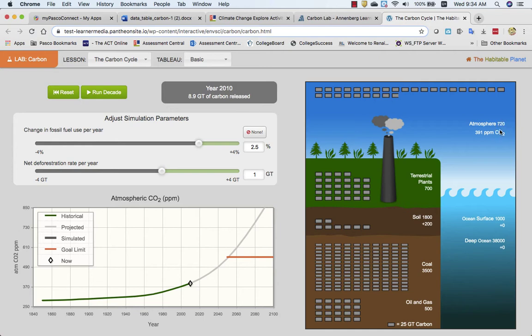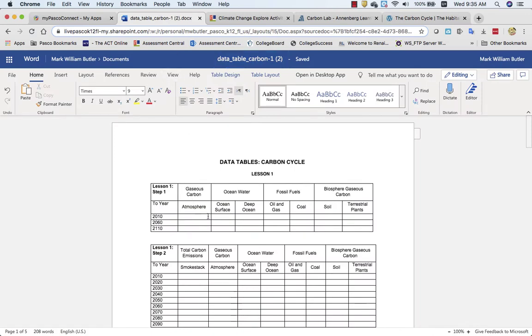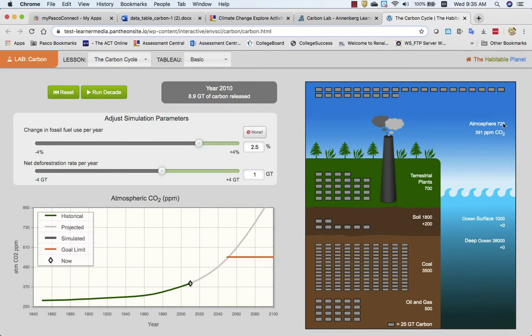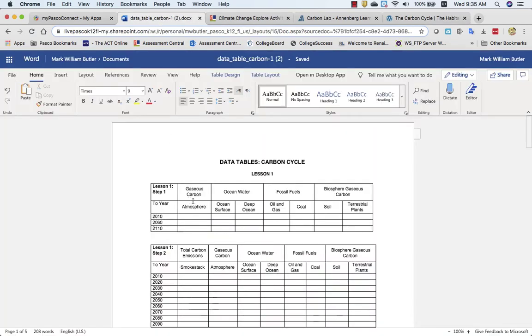And again, we are focusing on these gigatons. The only one that has the actual concentration of carbon dioxide is here, so we're going to write that too. So atmosphere is 720 gigatons, and the concentration is 391 parts per million. So we're going to go to our data table, come right here to the atmosphere, gaseous carbon, and if we remember, it was 720 gigatons, 391 parts per million. So we're going to write 720 and then 391 parts per million.